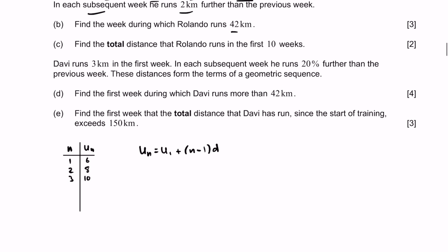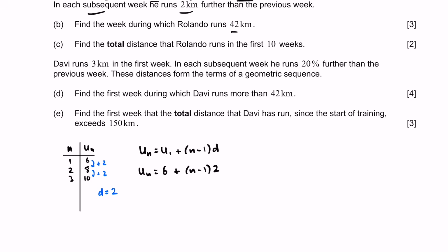All right, so let's find common difference first. From 6 kilometers to 8, we add 2. From 8 to 10, we add 2. And that's exactly what our common difference is, what we add or subtract to go from one term to the next. So 2. Value of the first term, u1, is just 6. So let's substitute those values. 6 plus n minus 1, common difference is 2.